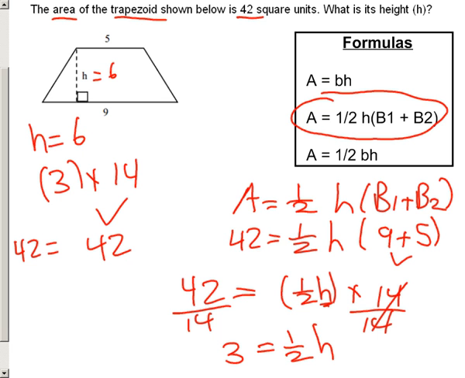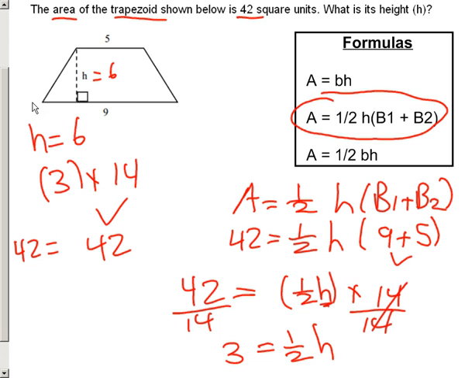Now, if you wanted to try a little bit more, just guess and check, you could try half of different numbers. Half of 4 would be 2. 2 times 14 is too small. Half of 6 is 3, 3 times 14, and you'd see that that works. So if you're not comfortable with using the equations, then go ahead and try some different numbers. Try some guess and check.